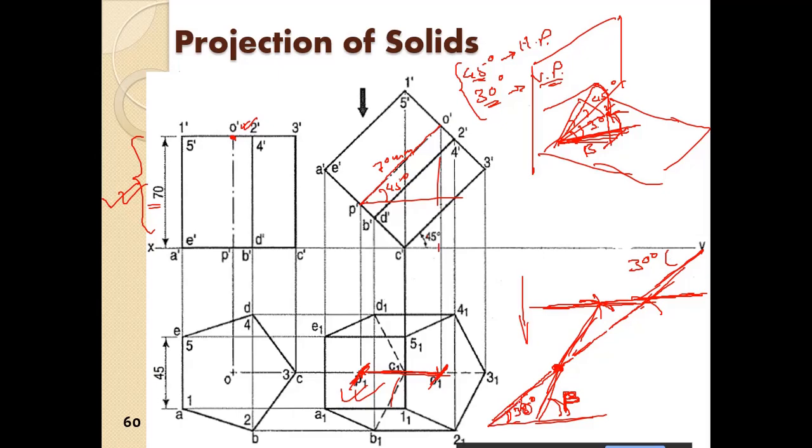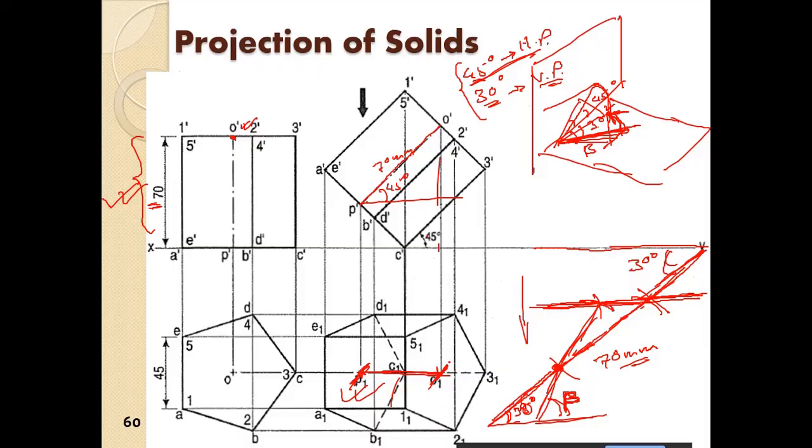From there, at a 30 degree angle, you mark a distance of 70 mm from P, which is the axis. So this 70 mm is marked. Now we have to rotate it to the point which also satisfies 45 degrees to the VP. To do that, we draw this line which is parallel to XY.